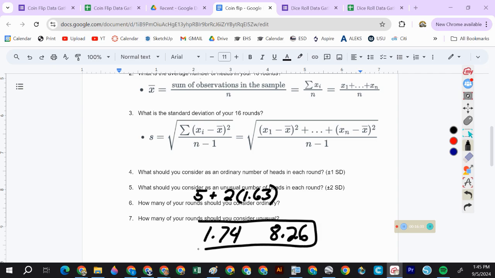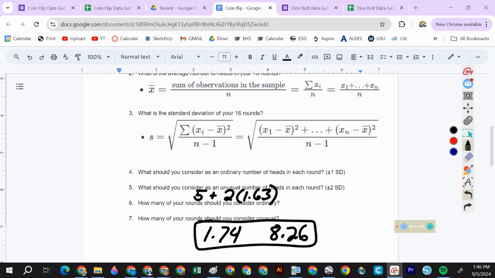What do these numbers tell me? What about them would be unordinary? If you landed in that window, it's going to be ordinary. If you're outside that window, something is seriously wrong. Now, can a perfectly fair coin create results that are outside the window? Yes. It's just not common.